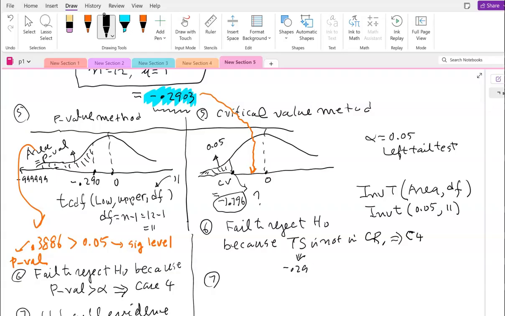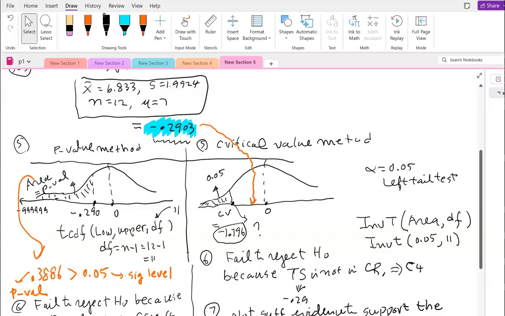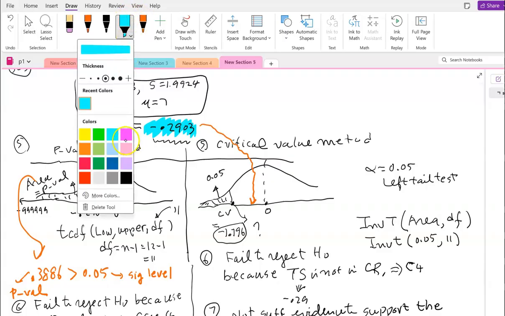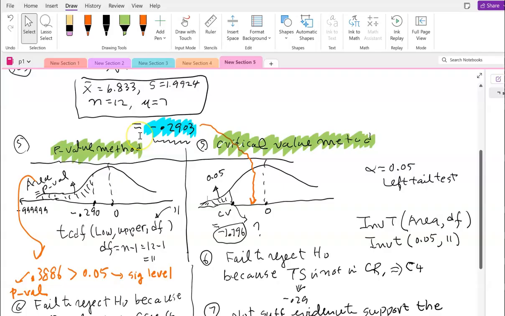So same conclusion: not sufficient evidence to support the claim. What was the claim? The mean amount of sleep is less than 7. Okay, should be the same conclusion. So one is the critical value method. This was the p-value. This was the critical value. You can always test using one of those two.